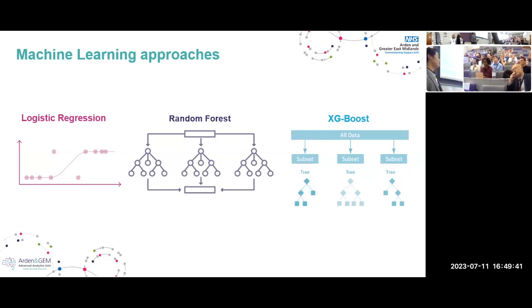XGBoost is very similar, it just doesn't work in parallel, but it's there to reduce the particular loss function, and it does it iteratively until the loss function doesn't change, which basically means it's optimized. So, technical things aside, I will pass you on to my very capable colleague, Farah.